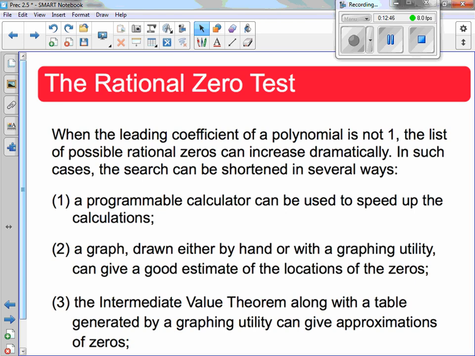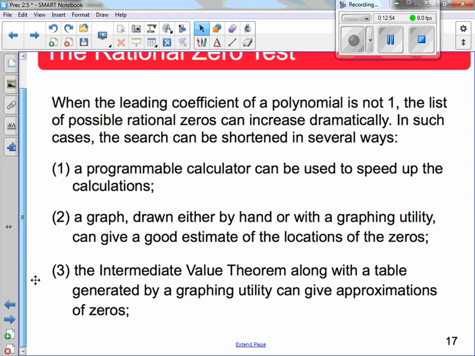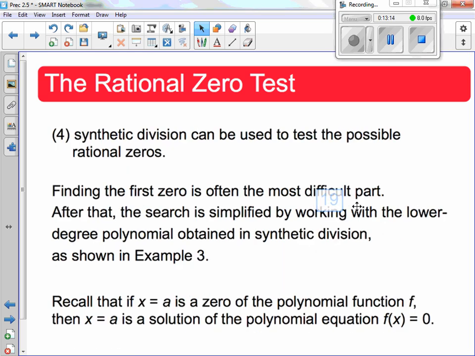In such cases, the search can be shortened in several ways. One, a programmable calculator can be used to speed this up. A graph drawn either by hand or graphically, or the intermediate value theorem, can also help. So any of these can help find it. Or we can use synthetic division to test the rational zeros. I will add a fifth one, mentioned in the first one, using a calculator to speed this up, and we'll see that sped up here in a second.